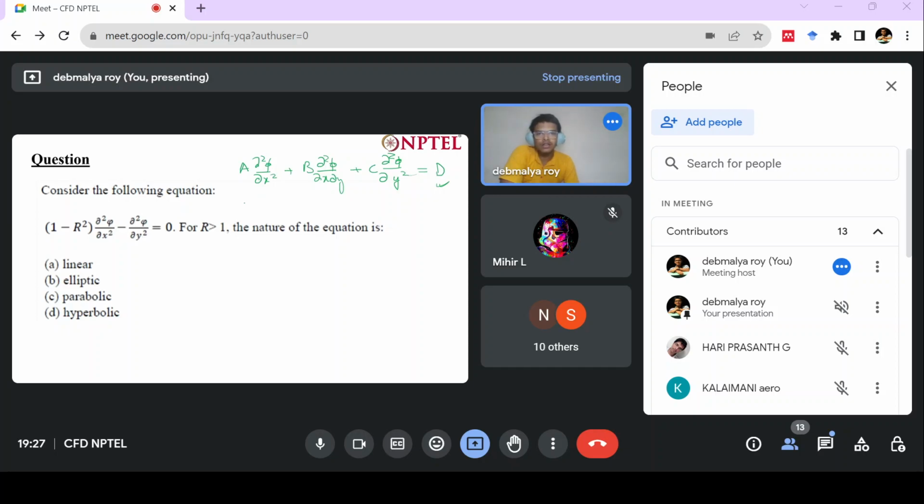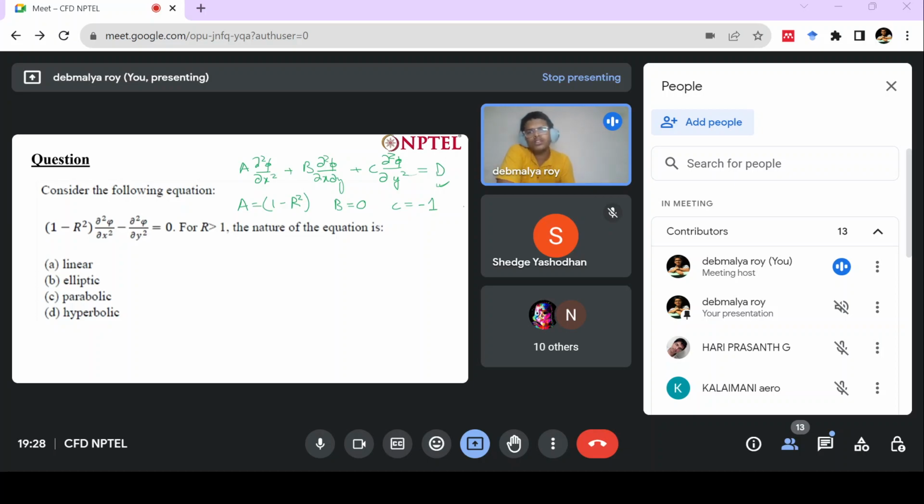So what is a here? a is 1 minus r square, right? What is b? b is 0. The del x del y term is not there, right? So b is 0. What about c? c is minus 1, as it is given.